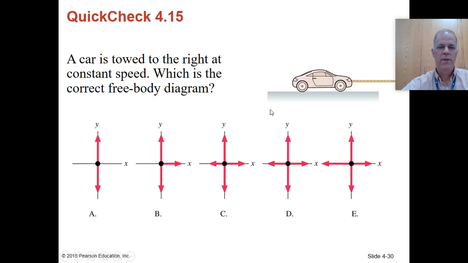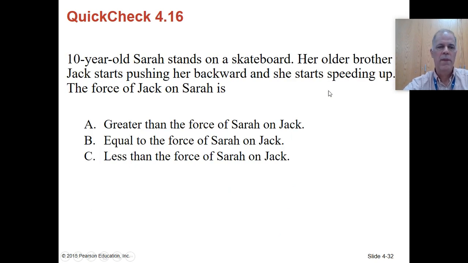Here's the next one. Number 15, car being towed this time. All right, here comes the answer right now. It's D. The key thing here is constant speed. It's being towed, but it's in equilibrium, not accelerating, not speeding up, not slowing down. So the tension on the rope has to be matched by the friction and probably the air resistance if it's going at any significant speed. All the forces have to be in balance so that it maintains constant speed. Okay, I think that's the last one. Nope, one more here. Let's go.